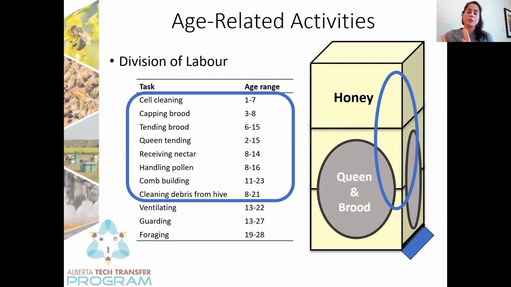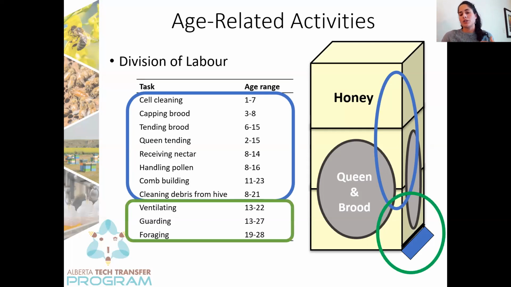So younger bees will tend to stay inside of the colony, and as they age, they start to perform outside tasks, and that will include ventilating or protecting the colony. So they're the ones that stay by the entrance, and the last one is usually foraging. They'll go out and forage.